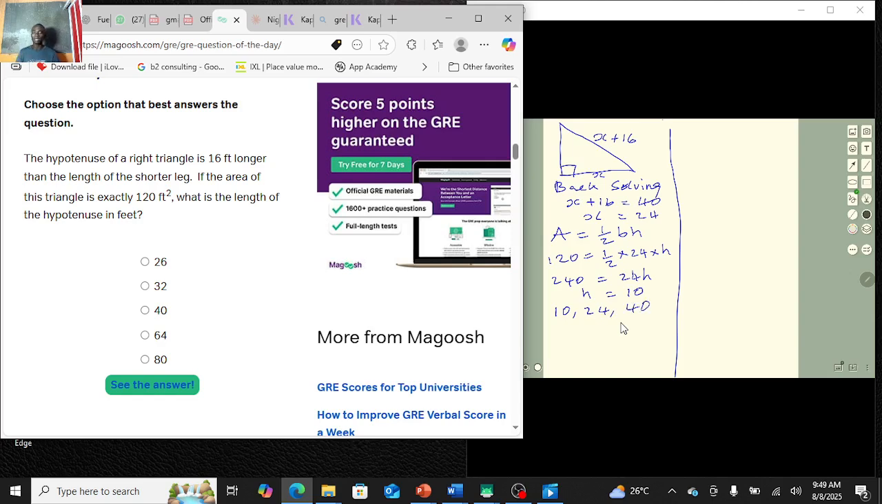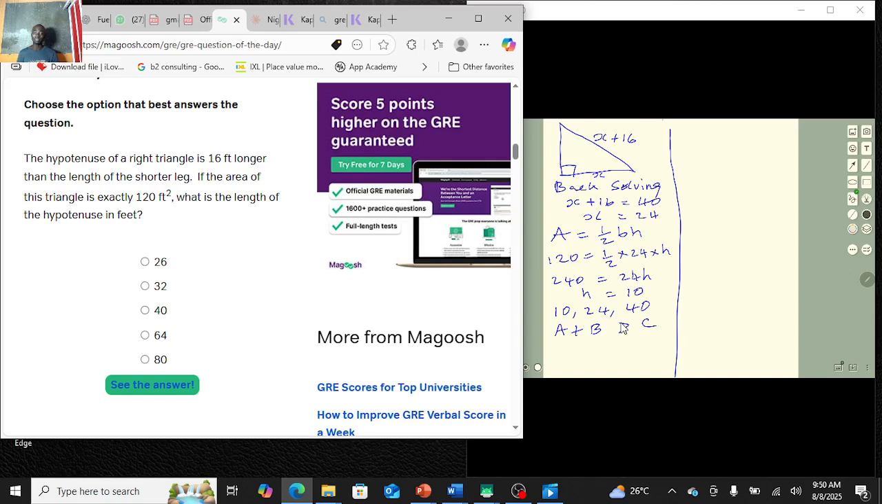Then we apply other concepts. For instance, in a triangle, the length of two shorter sides, by the way, must be greater than the third side. But 10 plus 24 is 34, which is not greater than 40. So this is not even a triangle, so 40 can't be correct. We need to step down. The difference between 40 and 34 is 6.